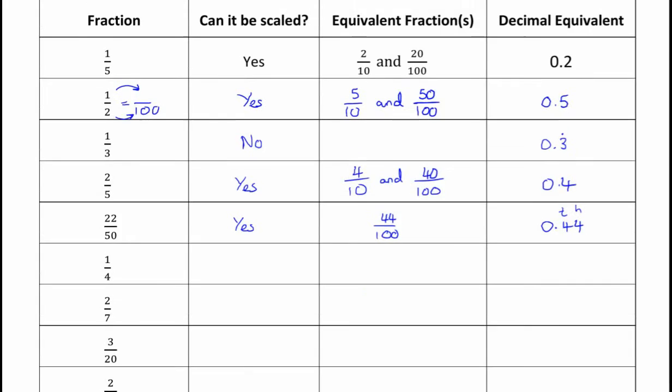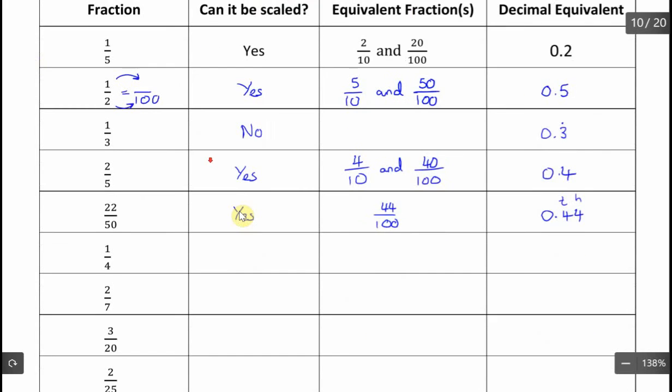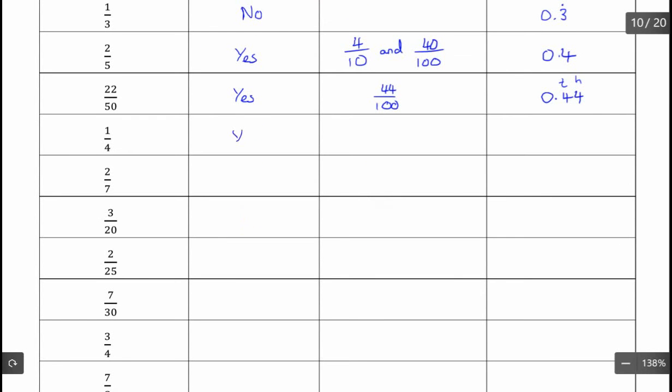1/4. 4 is a factor of 100, so yes, it can be scaled. 4 won't go into tenths, but it will go into hundredths. To do that, we'd multiply by 25. 1 lot of 25 is 25, so the answer is 0.25. 2/7. 7 is not a factor of 10 nor a factor of 100, so no. I'll come back to show you how to work out the decimal for that one in a second. I'll do all those ones at the end.